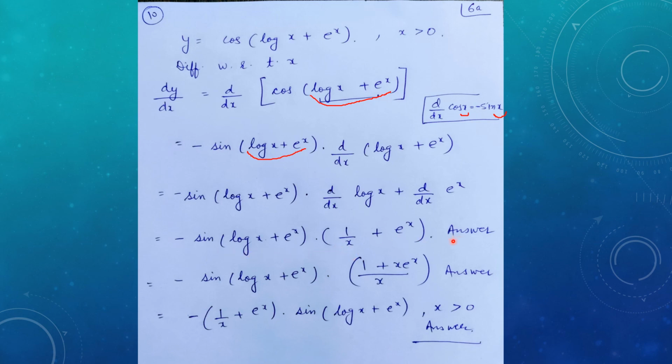This is the answer, but you can reframe it a little bit. You will get minus sine of log x plus e power x multiplied by, please take a common denominator out here. You will get x in the denominator, and in the numerator you will get 1 plus x e power x. This can also be a very valid answer, but if you want to match your answer with NCERT, you will write this portion in the beginning. So you will get minus. Now here, please write separate denominators. You will get 1 upon x plus x e power x upon x. X will get cancelled. You will get minus, bracket starts, 1 upon x plus e power x multiplied by sine log of x plus e power x, where x is greater than 0.